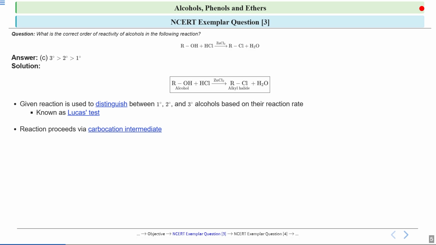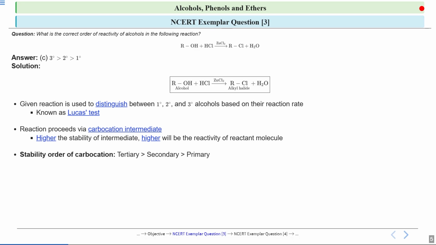What happens in this reaction is that when you react your alcohol with hydrochloric acid in the presence of ZnCl2, the reaction proceeds by an intermediate, and that intermediate is a carbocation. The key concept here is the stability of the intermediate. The stability of the intermediate determines the rate of reaction. The higher the stability of the intermediate, the higher the reactivity of the reactant molecule. The more stable the intermediate, the faster the reaction will proceed.